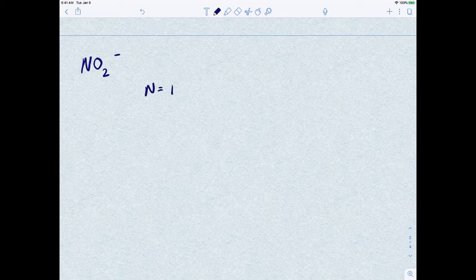You're working with the nitrogen. You got 1 nitrogen times 5 valence electrons because it's in family 5A. So you got 5 electrons. Okay, oxygens, you got 2 of those. They're in family 6A, so they're going to have 6 valence electrons. So 2 times 6 will give you 12 electrons.